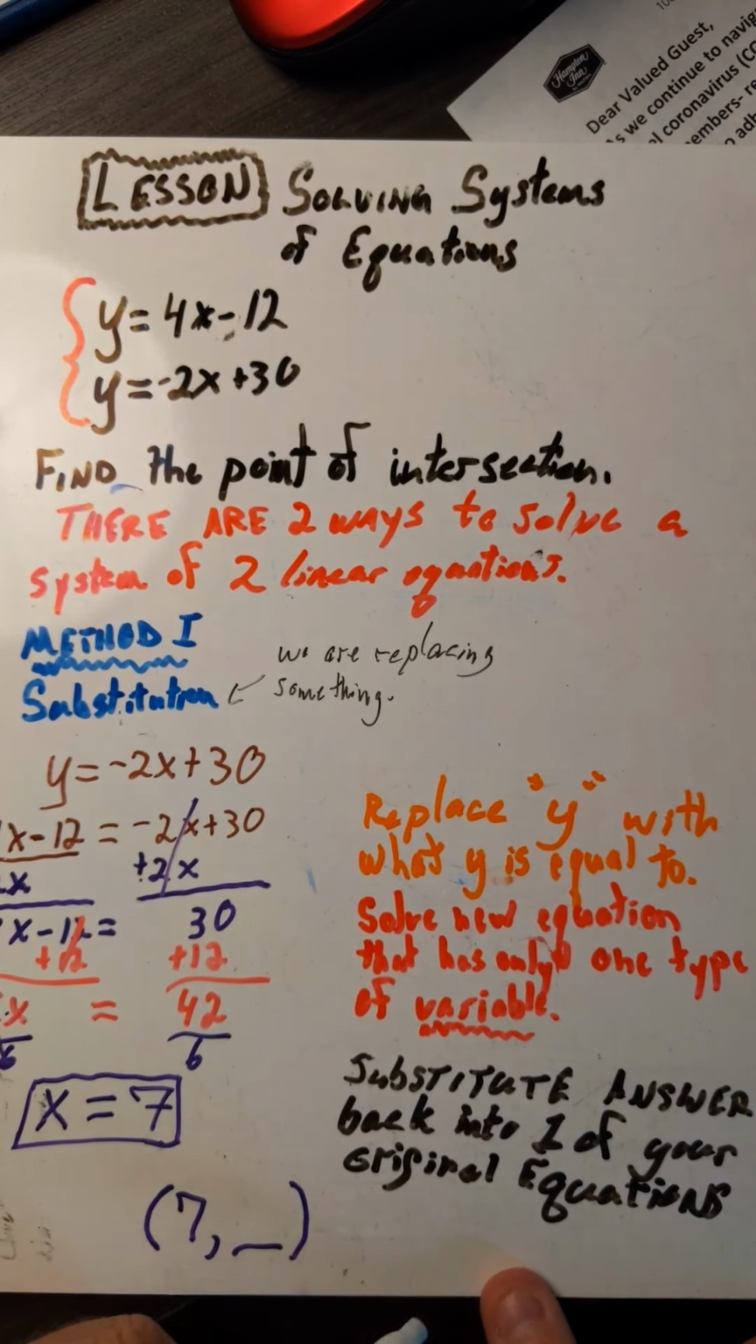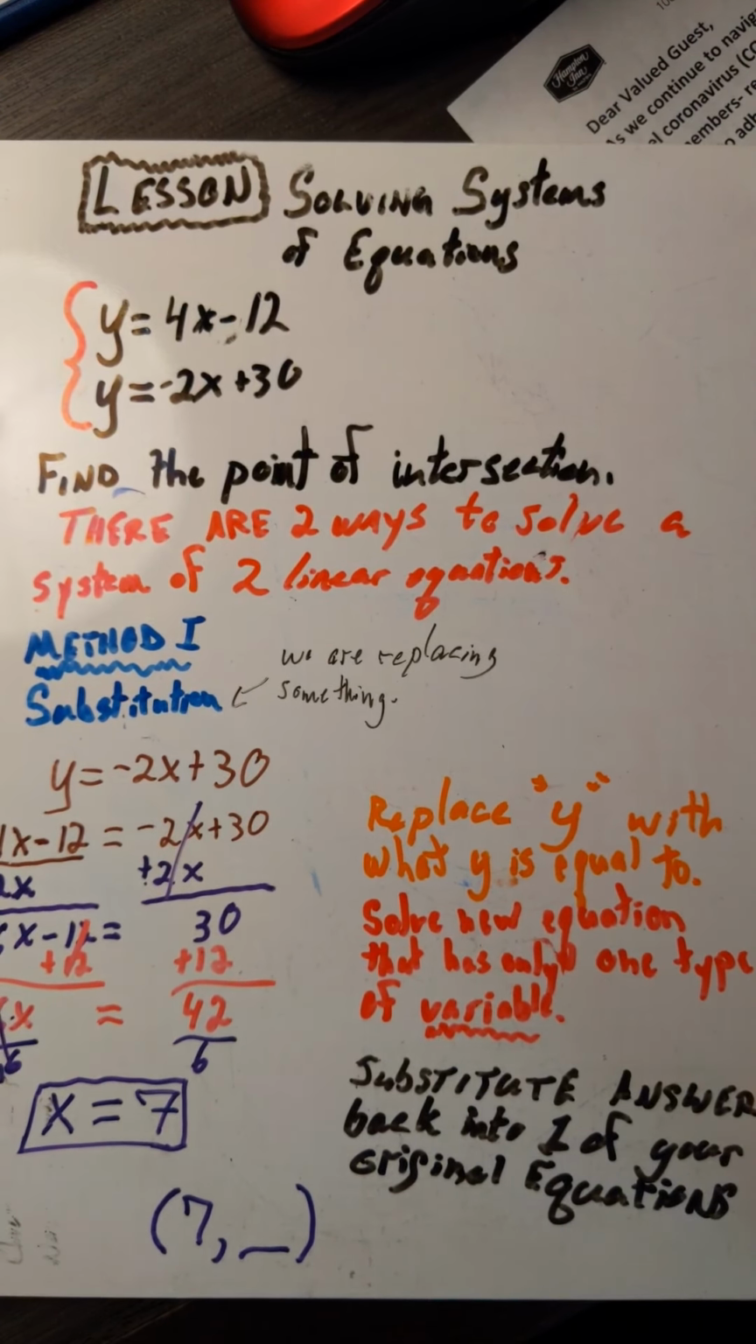So substitute your answer back into one of your original equations. We're going to take this 7 and put it in either the first equation or the second equation. Some people really worry: does it matter? Do I have to choose one? Does it matter which one I choose? No, it doesn't, because either way, it's going to be the point where the lines intersect.